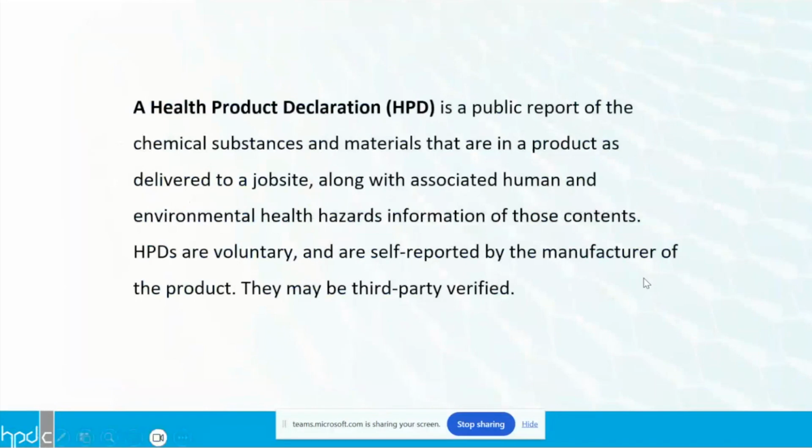So what are health product declarations? A health product declaration is a public report of the chemical substances and the materials that are in the product as delivered to the job site. So the focus is the final product. And these contents are reported with the associated human and environmental health hazard information. HPDs are voluntary and are self-reported by the manufacturer of the product or by the responsible party, the seller of the product, for example. HPDs are self-declared, but they can be third-party verified.